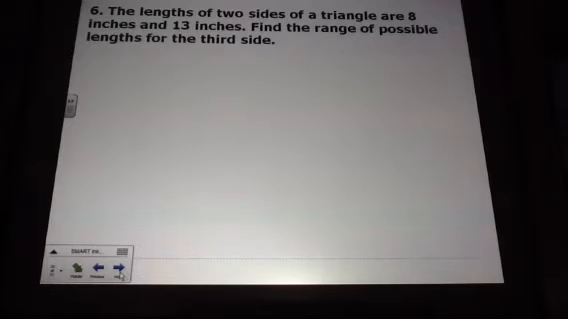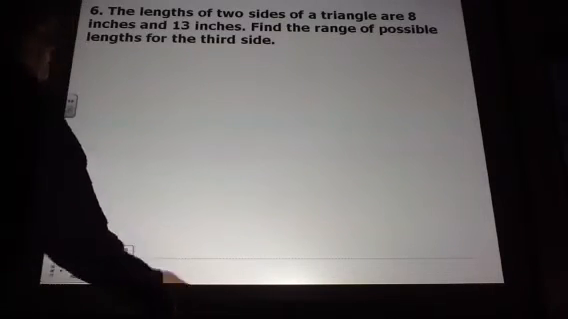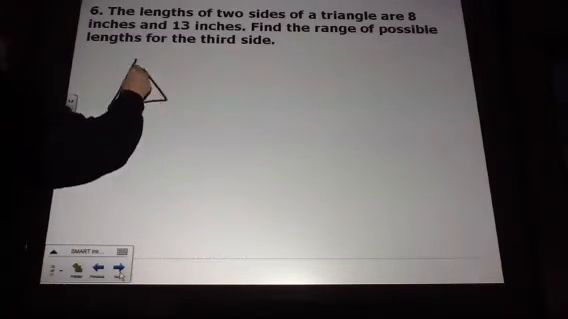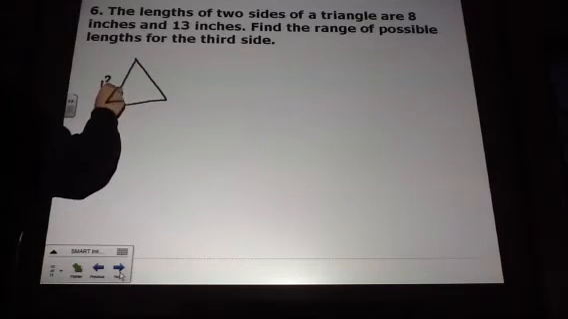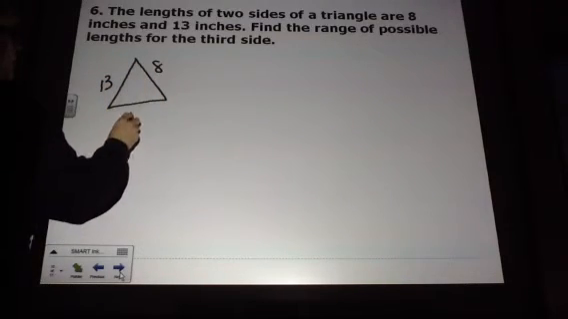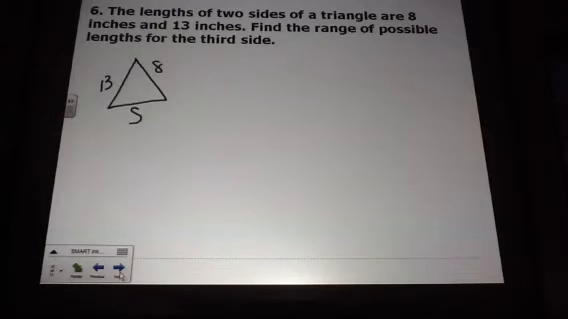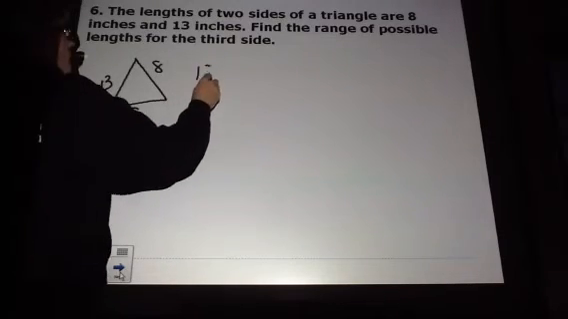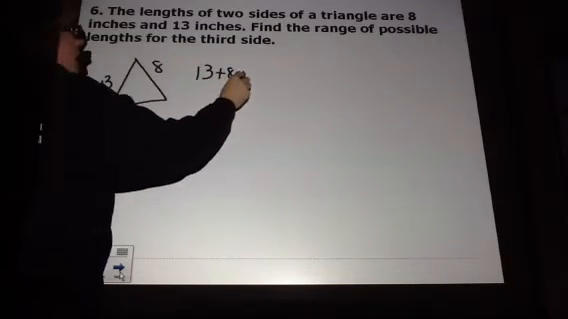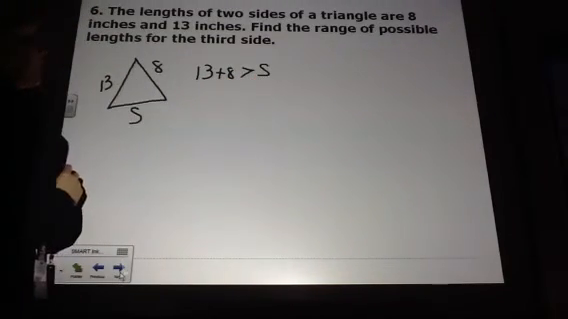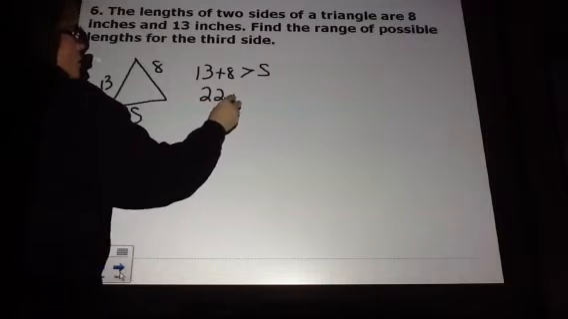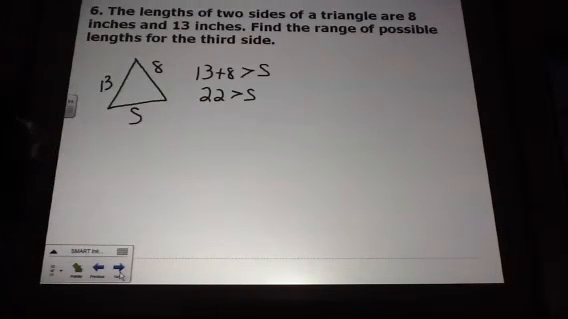The lengths of two sides of a triangle are 8 inches and 13 inches. Find the range of possible lengths of the third side. Okay, so let's say we have a triangle with 13, 8, and let's say the third measurement is S. Okay, so let's apply our theorem. 13 plus 8 has to be greater than S. So 22 has to be greater than S.